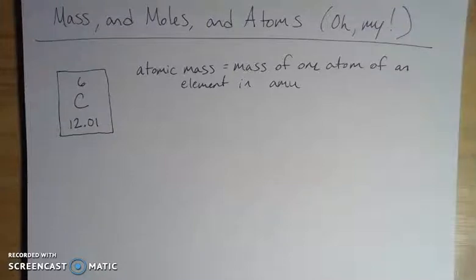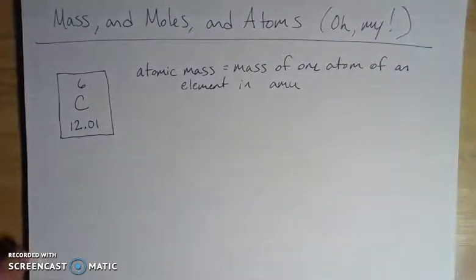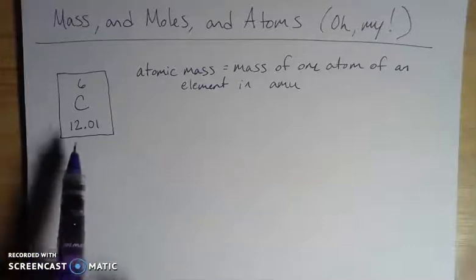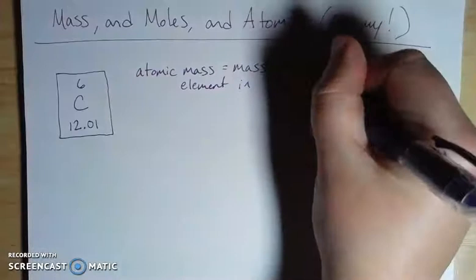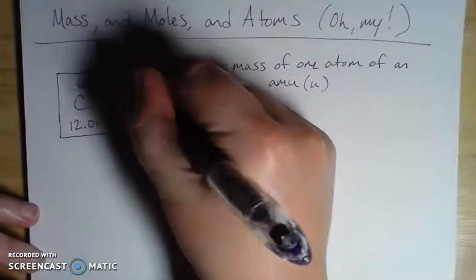So we've learned that on the periodic table, this number on the bottom is the atomic mass, and this is a weighted average of all of the isotopes of that particular element in the universe, right? So we've defined atomic mass before as the mass of one atom of an element in atomic mass units, or just u, the international standard unit, which is based around the mass of a proton or a neutron. But now that we've learned about the concept of moles, let's remind ourselves about moles.